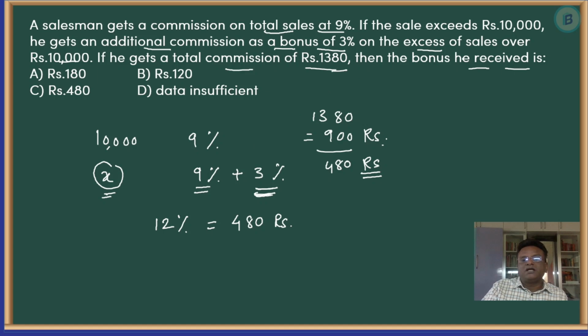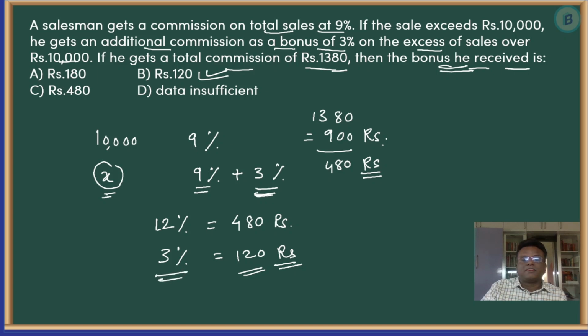We have been asked the bonus he received. So bonus is 3% out of this. So this is 1/4 of 12%. So this is 1/4 of 480, your answer. So understand what the problem is saying and divide the numbers appropriately. Calculation wise, this is a very simple question, but you need to understand how the things are getting broken up. You need to find the bonus, which is 3%.